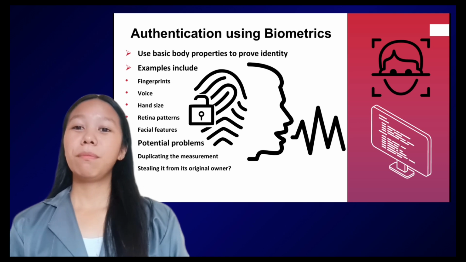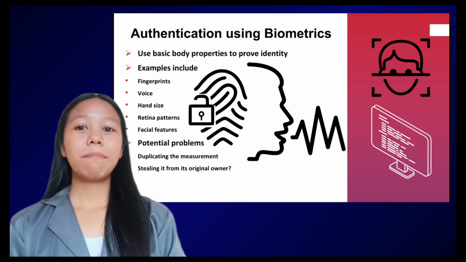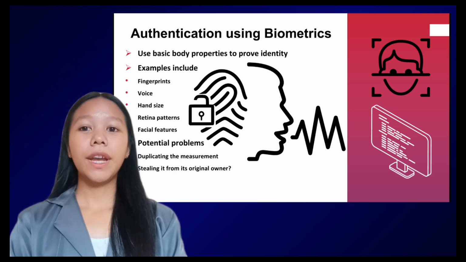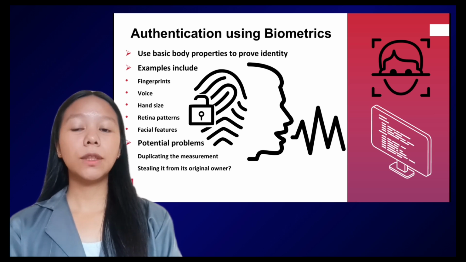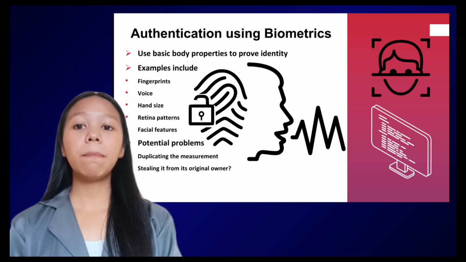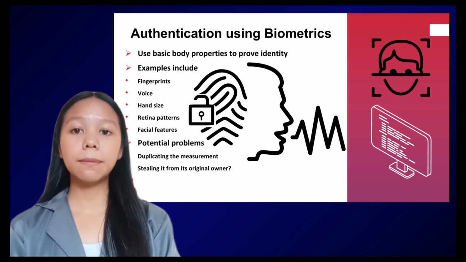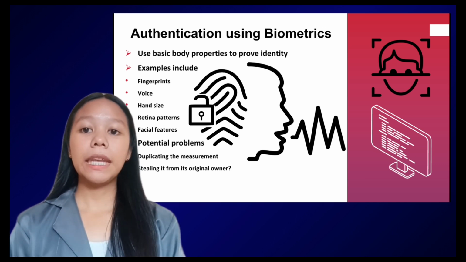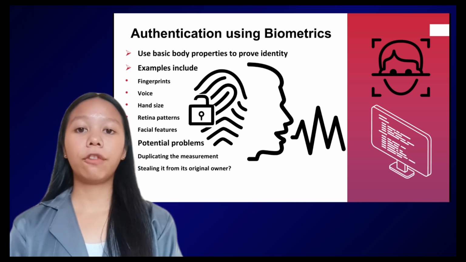Authentication using biometrics. Use basic body properties to improve identity. Examples include fingerprints, voice, hand size, retina patterns, facial features. Potential problems: duplicating the measurement, stealing it from birth.